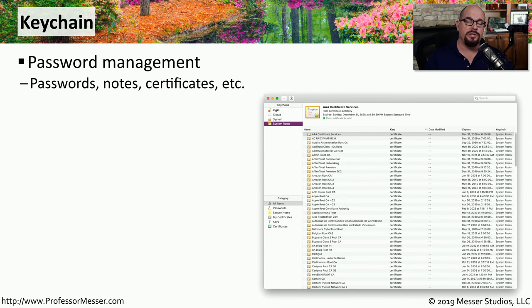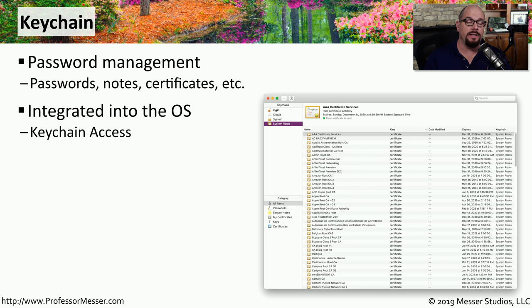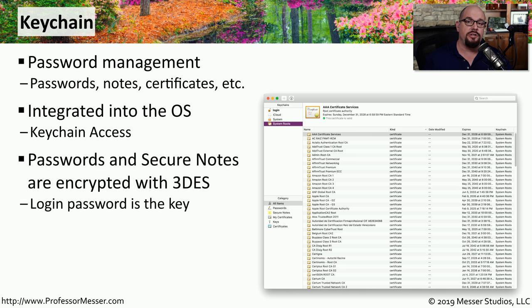macOS includes a centralized password management utility called Keychain. All the passwords you save on websites, certificates from your browser, and other important information is saved in this keychain. This is integrated into the operating system, which means any of the applications running on your computer can take advantage of the stored and secure passwords in your keychain. Everything that's in your keychain is encrypted with triple DES, which means that you have to have the right password to be able to access this information. And by default, macOS uses your login password to encrypt everything that's in the keychain.